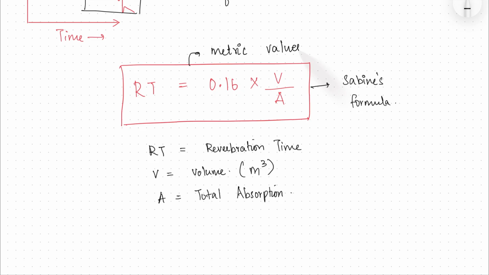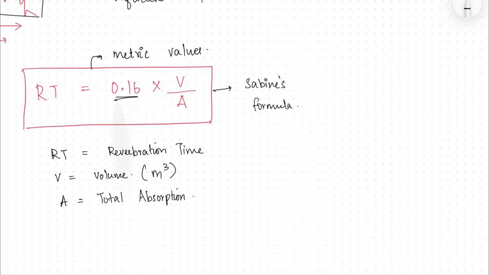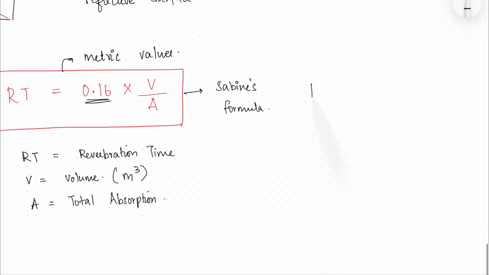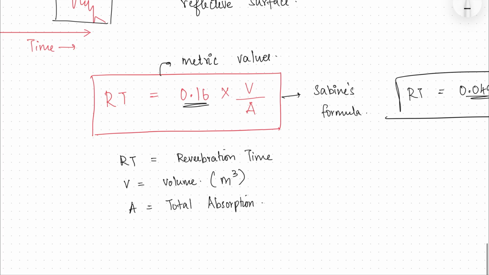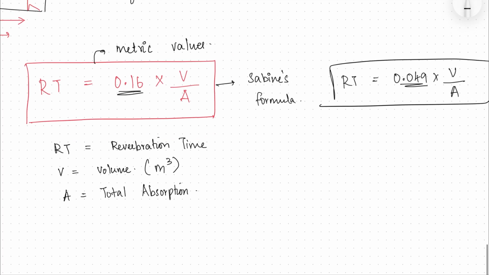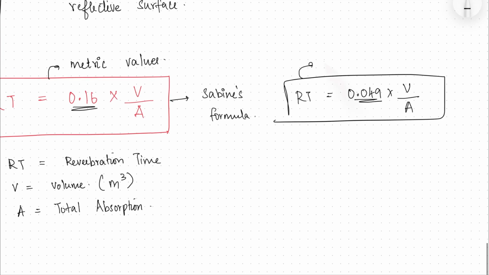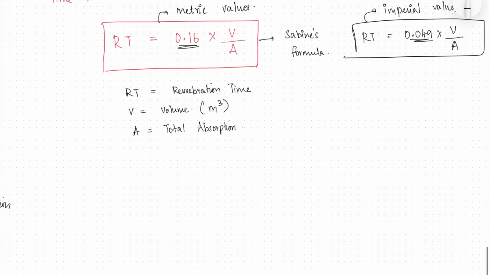You have an imperial formula as well. It's just similar. You'll just put a different constant. So for imperial values, your RT would be 0.049 into V by A. So everything is same. You just change the constant. Mostly in questions you'll have only metric values. So just remember this formula. But this is for imperial values.